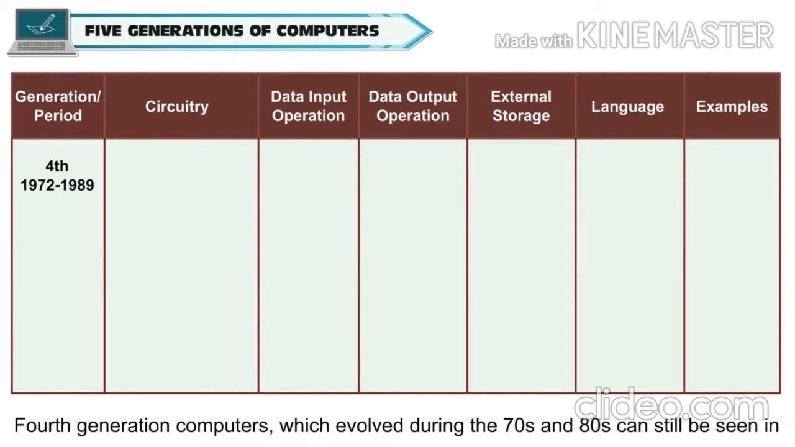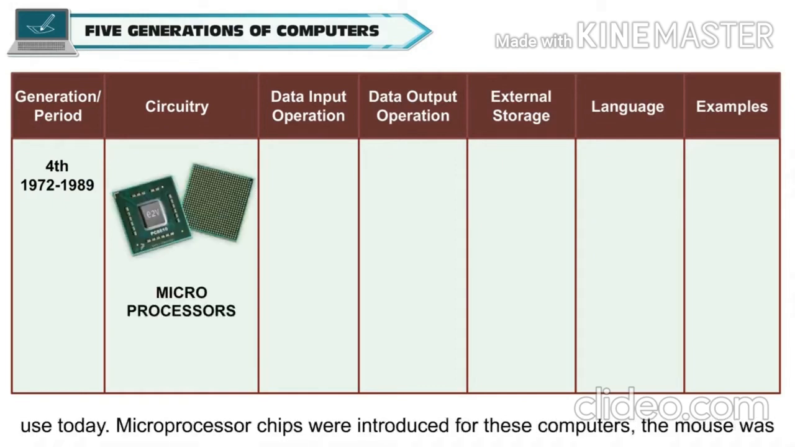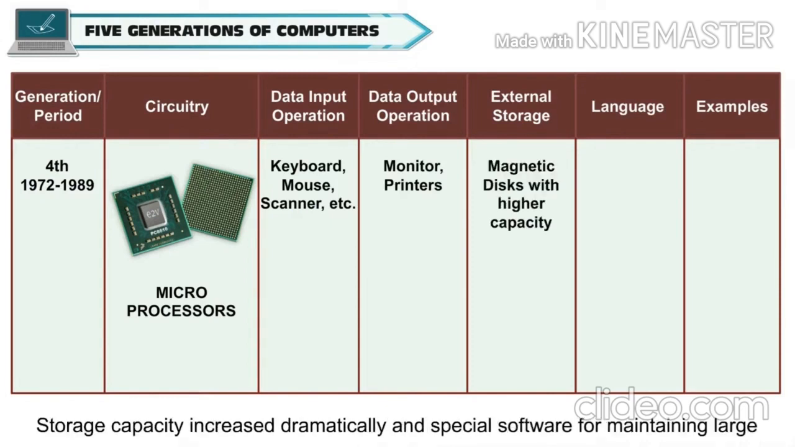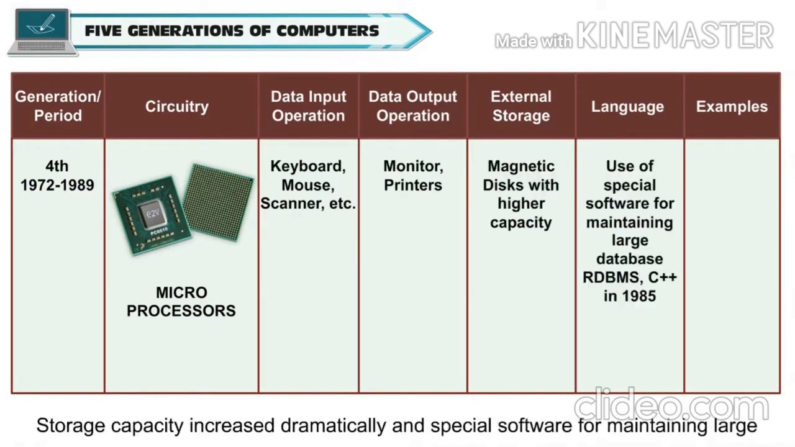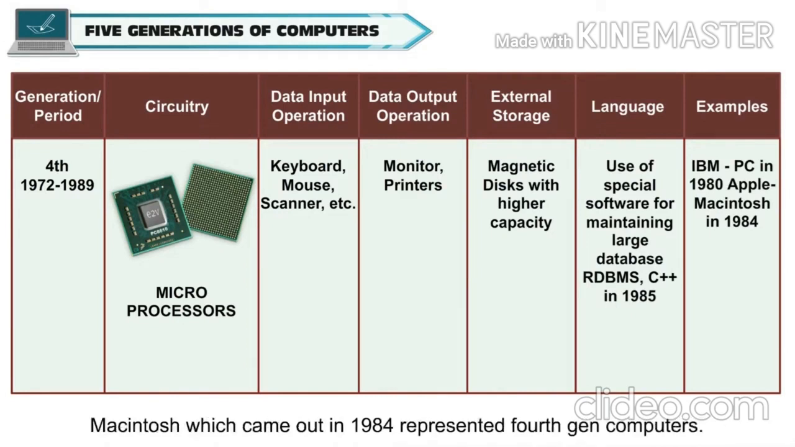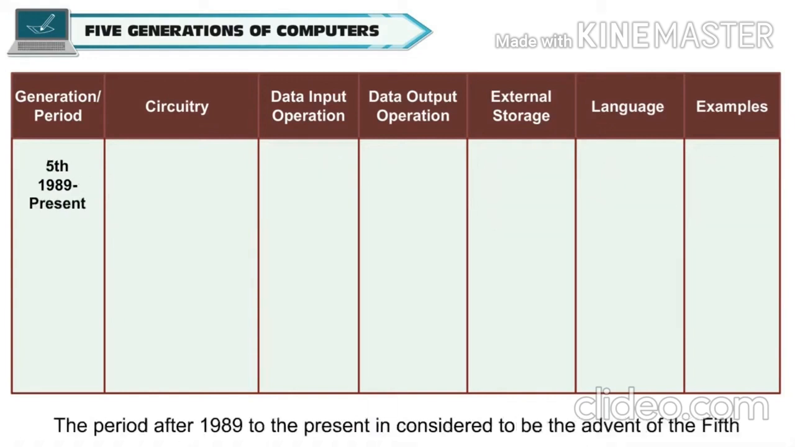Fourth generation computers evolved during the 70s and 80s and are still seen in use today. Microprocessor chips were introduced for these computers. The mouse was added as an input device and printer for output. Storage capacity increased dramatically and special software for maintaining large databases was used, like RDBMS and C++ in 1985. The IBM PC in 1980 and Apple Macintosh which came out in 1984 represented fourth generation computers.